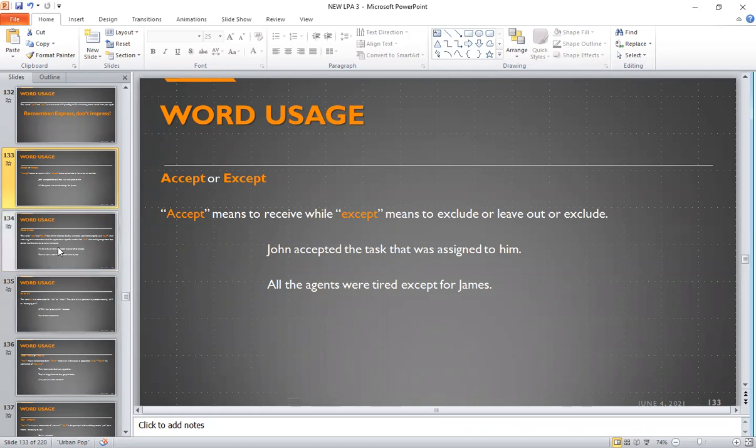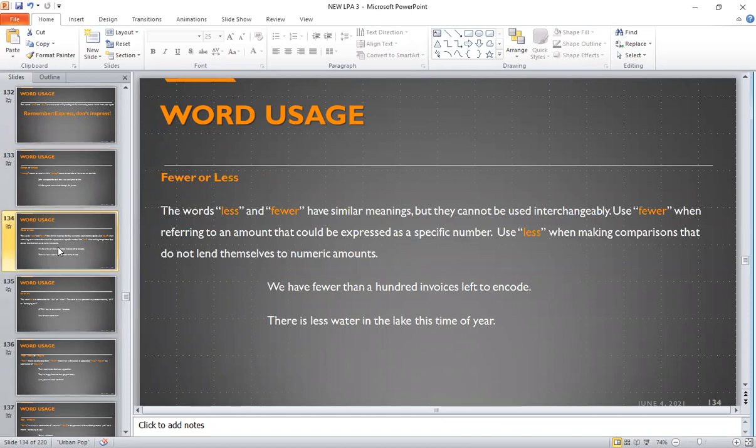Next, fewer or less. How or when do we use fewer or less? The words less and fewer have similar meanings, but they cannot be used interchangeably. Use fewer when referring to an amount that could be expressed as a specific number, and use less when making comparisons that do not lend themselves to numeric amounts. Samples: we have fewer than 100 invoices left to encode. There is less water in the lake this time of year, because you cannot count water.